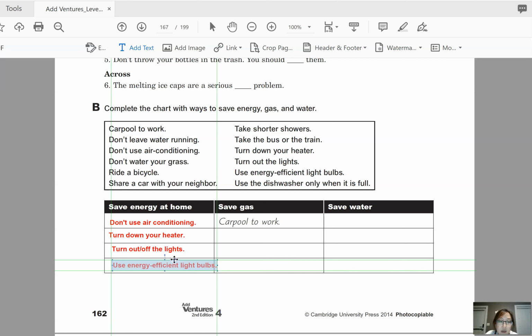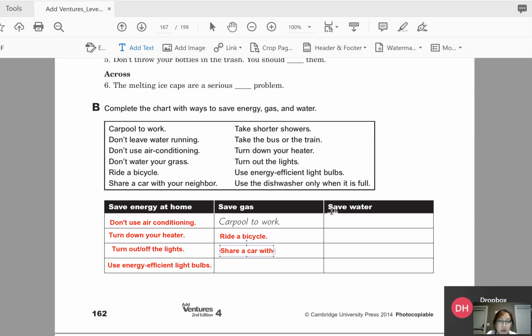Okay, and then save gas. So you can carpool to work. You can also ride a bicycle instead of a car, and then share a car with your neighbor, which is also carpooling. And then the last one is take the bus or train, or the train, either way, because you already said the bus here, so you don't have to say the twice.